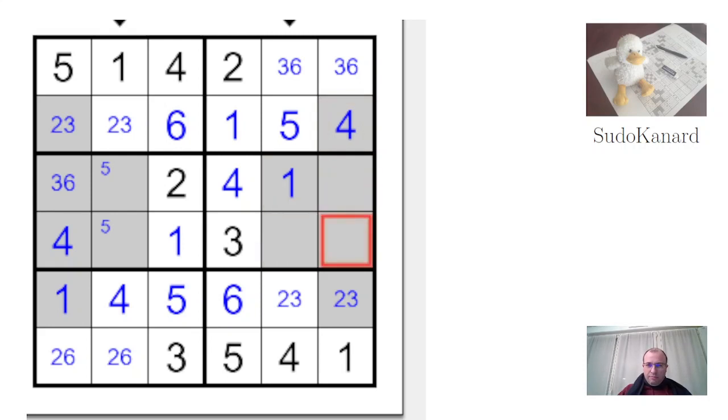And then we know that there's a 2 somewhere here. So this can't be a 2 because it's in the same extra region. So that's the 3, that's the 2, that's the 6, that's the 3.